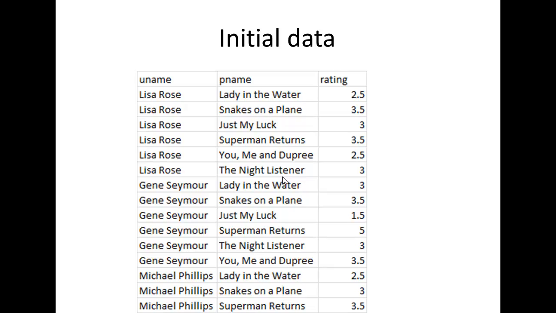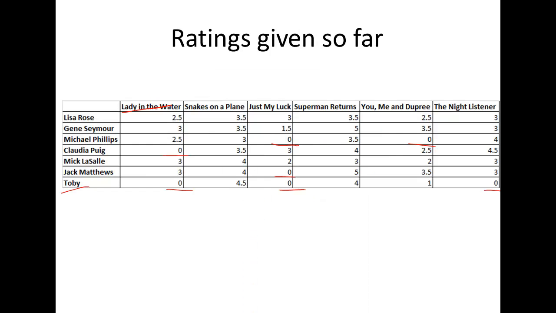So that's why the initial data is often given in this form. We have the name of a reviewer, Lisa Rose, the product, or this time a movie name, Lady in the Water, and the rating. So that's how the initial data is presented. Then the recommender systems have to go from this state of data into this table to get going with the analysis.